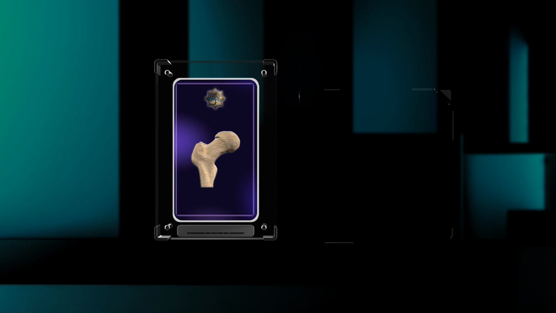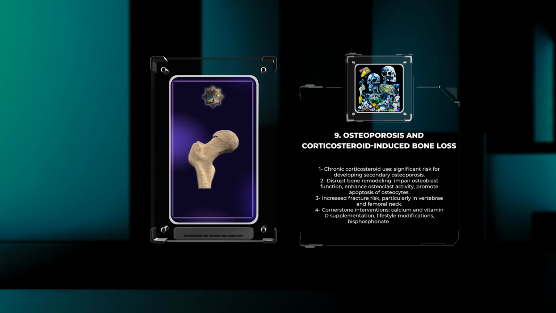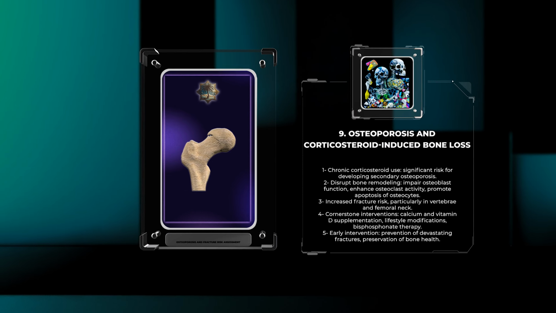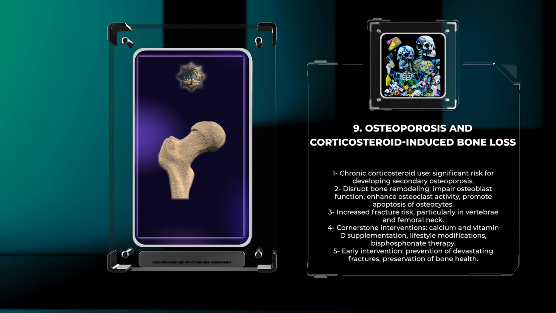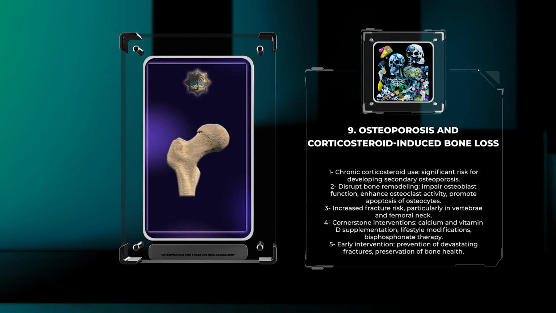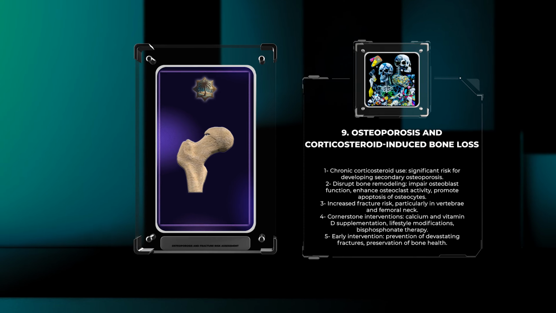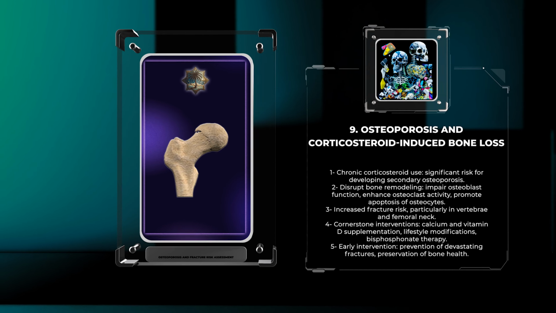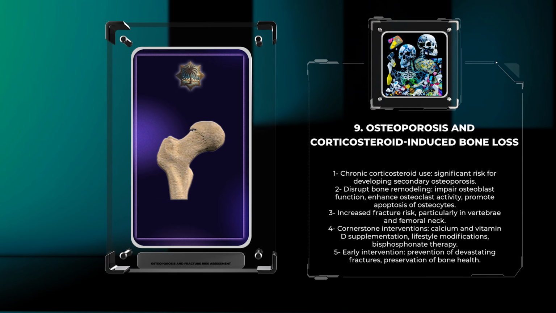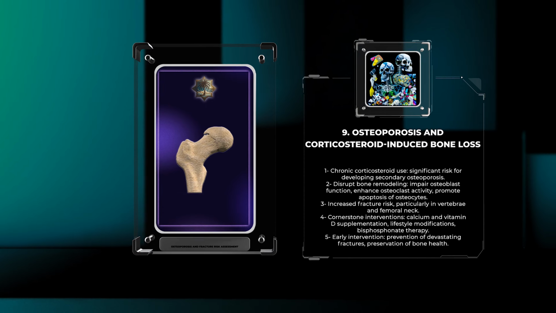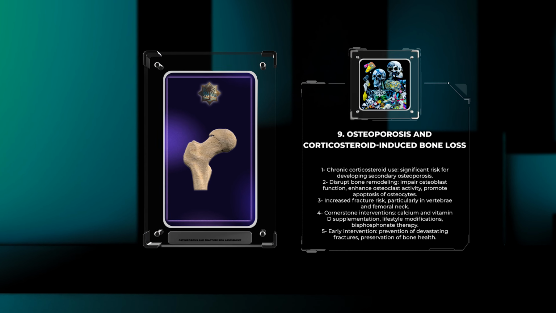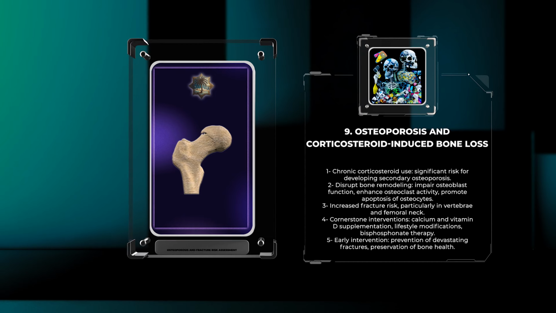Chronic corticosteroid use, whether prescribed or due to endogenous overproduction, poses a significant risk for developing secondary osteoporosis. Glucocorticoids disrupt bone remodeling by impairing osteoblast function, enhancing osteoclast activity, and promoting apoptosis of osteocytes. Long-term corticosteroid therapy increases fracture risk, particularly in the vertebrae and femoral neck. Adequate calcium and vitamin D supplementation, lifestyle modifications, and bisphosphonate therapy are cornerstone interventions in managing corticosteroid-induced bone loss. Recognition of this association and early intervention are crucial in preventing devastating fractures and preserving bone health.